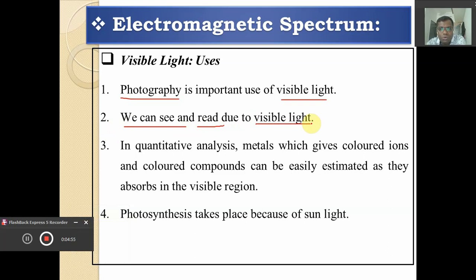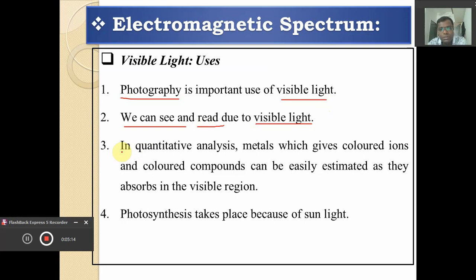It means that our eyes have importance only because of this light. Because the eyes cannot work without visible light, the existence of visible light in nature is very important for human beings.